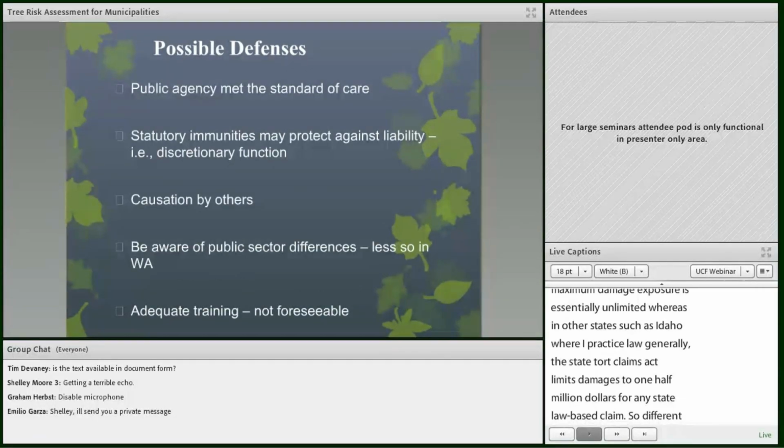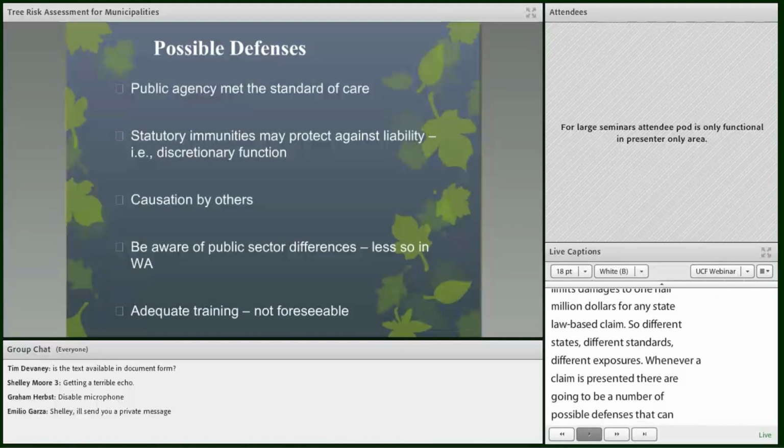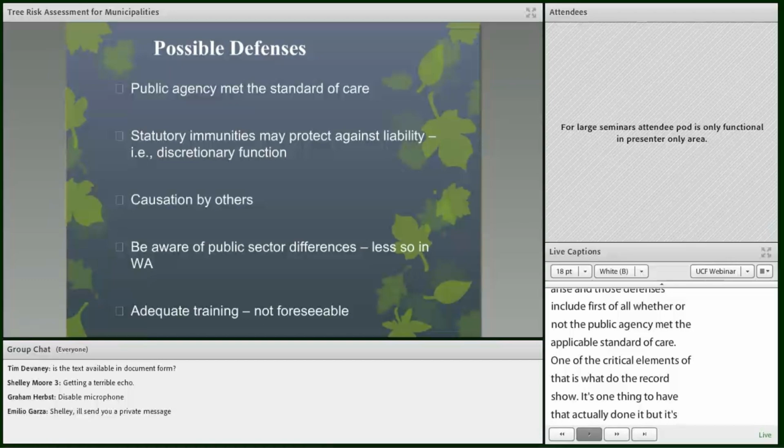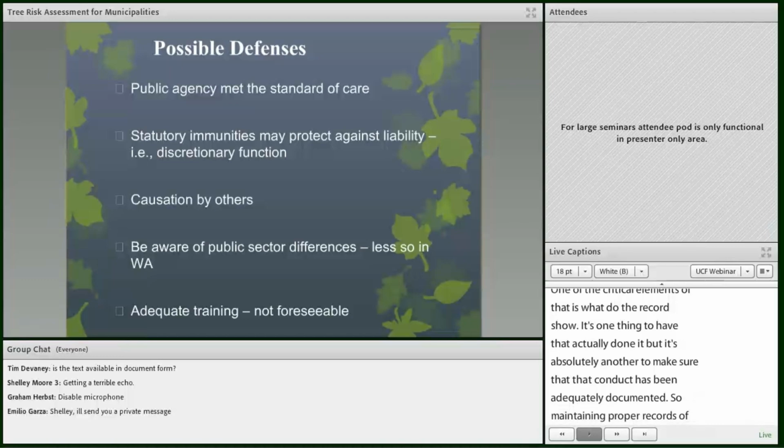Whenever a claim is presented, there are going to be a number of possible defenses that can arise. Those defenses include, first of all, whether or not the public agency met the applicable standard of care. One of the critical elements of that is, what do the records show? It's one thing to have actually done it, but it's absolutely another to make sure that that conduct has been adequately documented. So maintaining proper records of attempting to meet the standard of care is almost as important as meeting it itself. Second, there are often statutory immunities that may protect against liability.